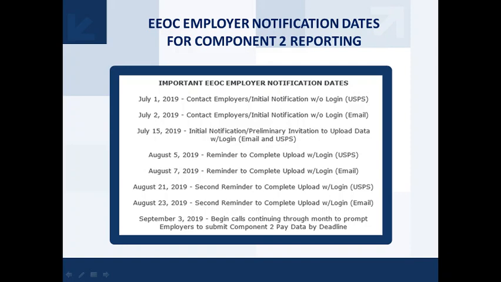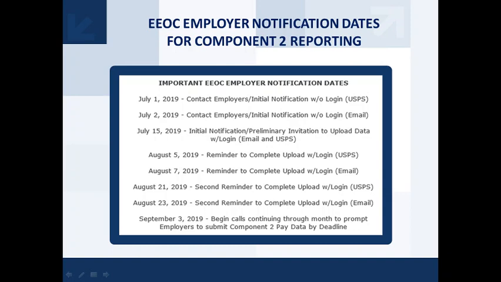Once that communication has been sent, the next communication from the EEOC would be a letter sent later in the month of July via USPS that will contain the company's user ID. Their notifications were performed as follows.